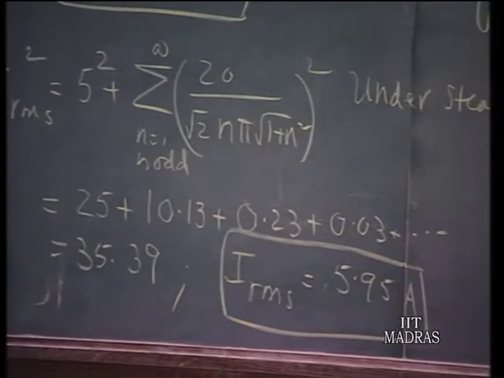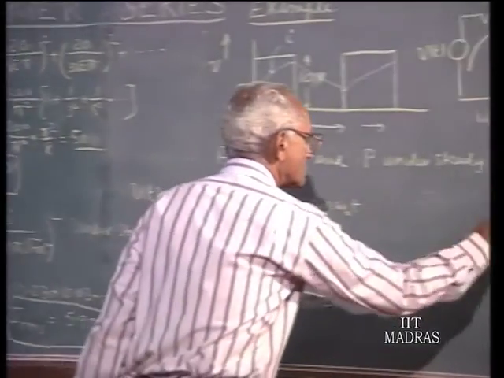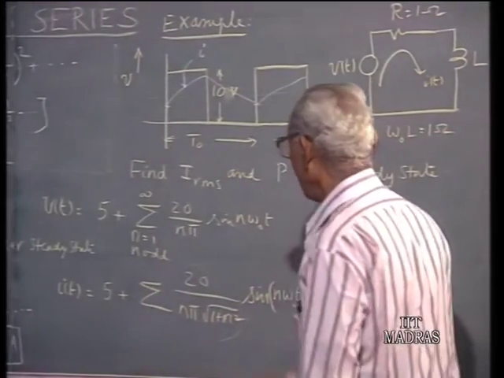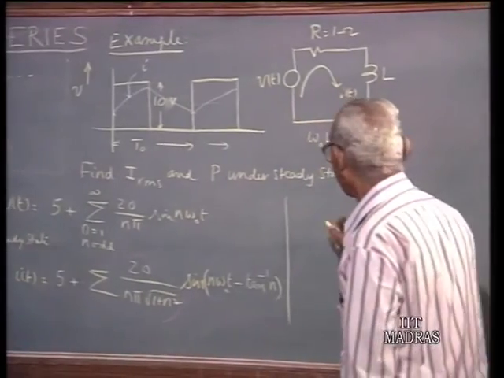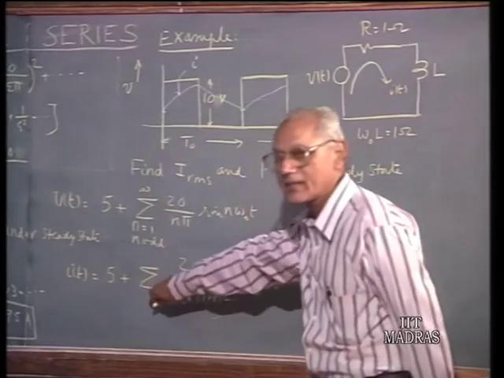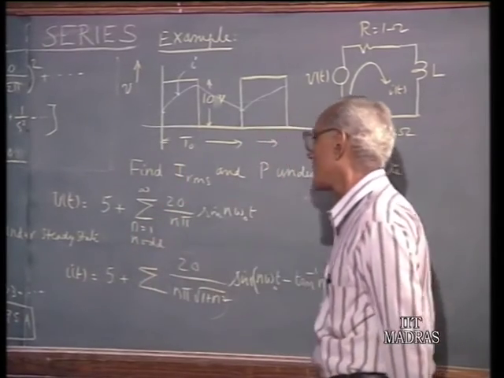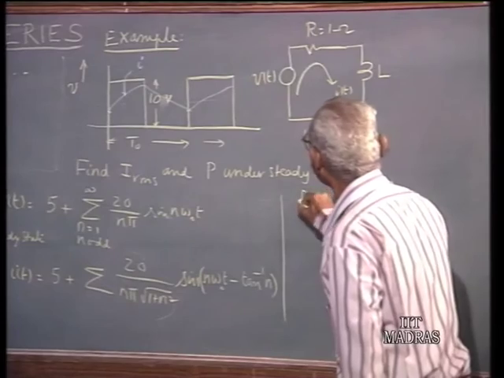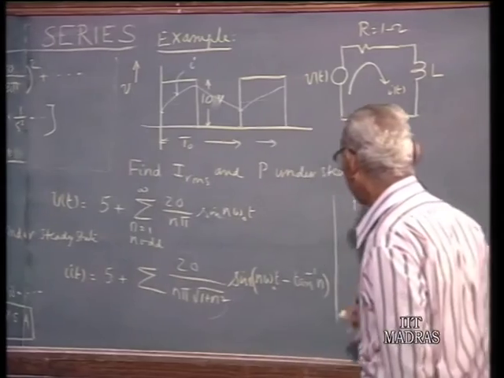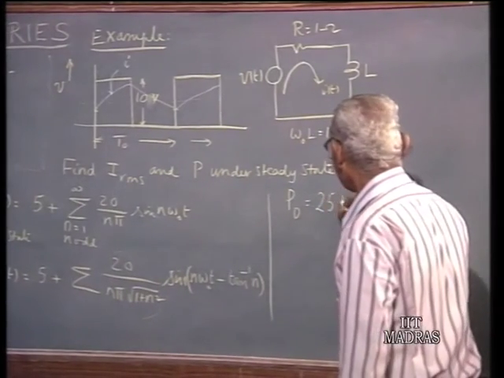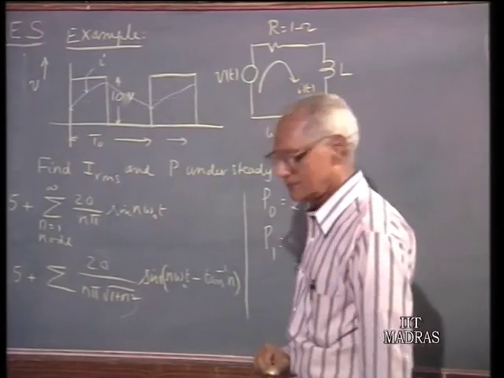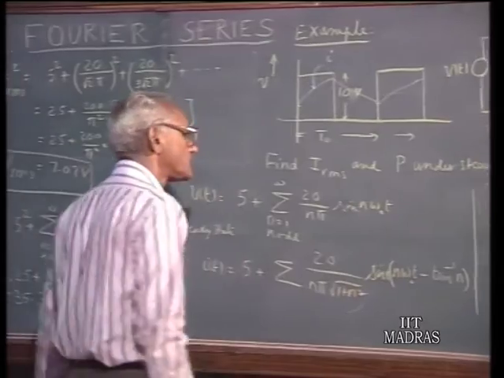What about power? We have VFT and IFT here. So power we can calculate taking a particular term here and the associated current term here, and finding out the phase angle. So let us see the DC power, P naught. Product of these two, the DC voltage and the DC component of the current, 25 watts. Fundamental power.